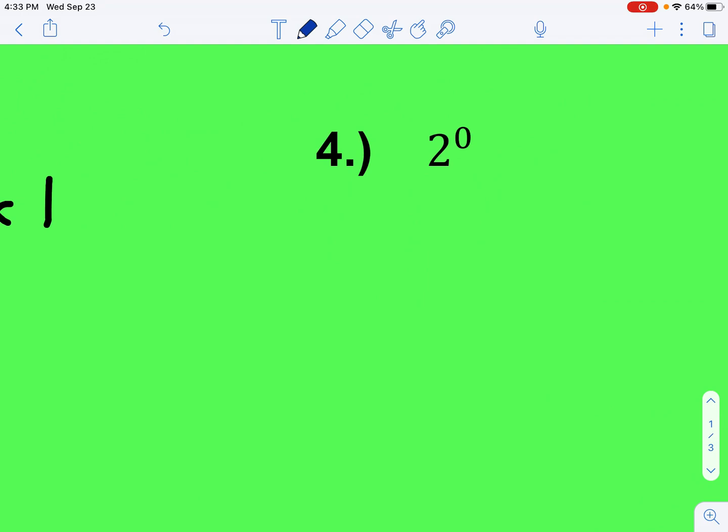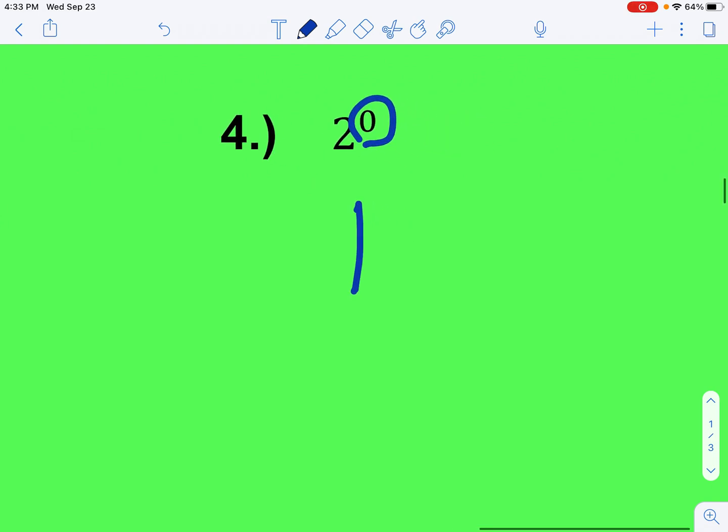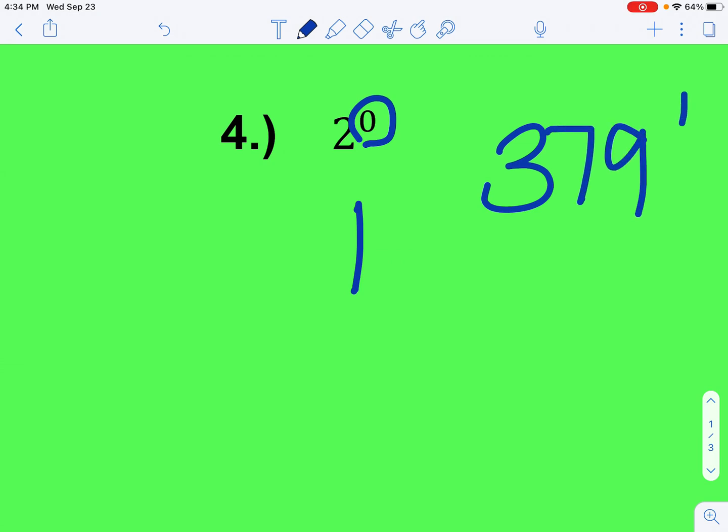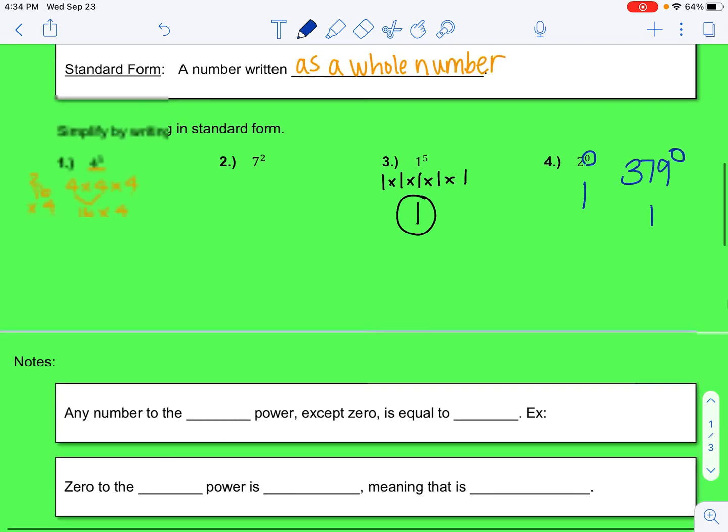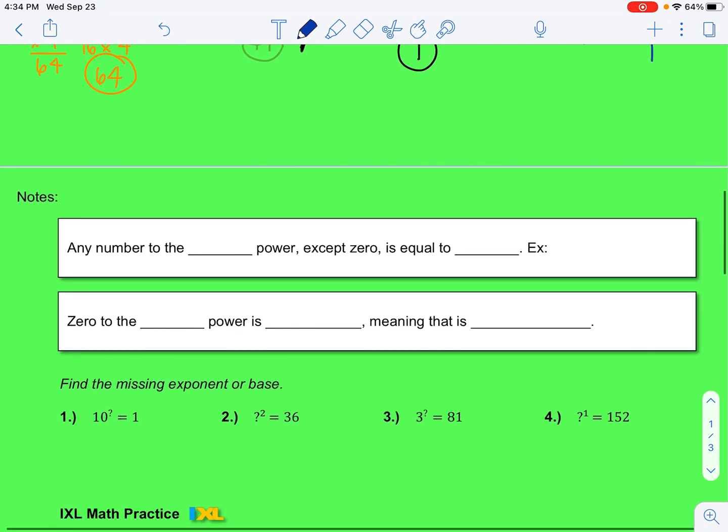We're going to talk about this on the back side of our notes. But 2 to the 0 power is always 1. Anything to the 0 power is 1. So for instance, if I said 379 to the 1 power, to the 0 power, my answer is 1. So let's fill that out on our notes.